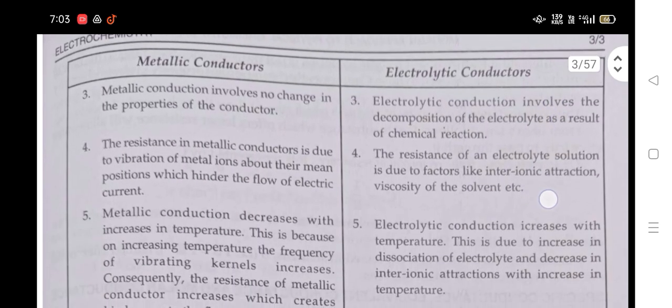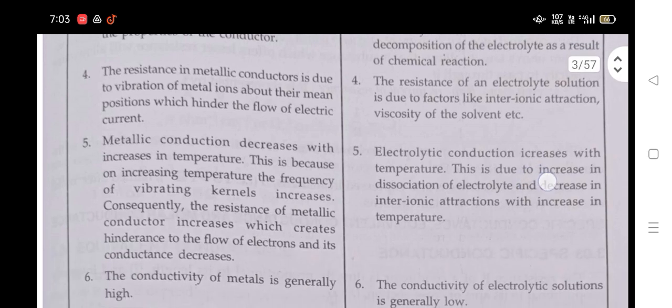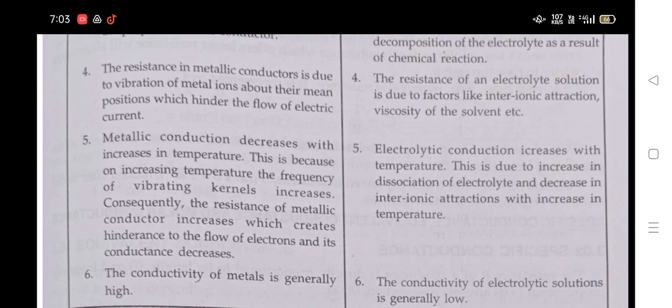Third, metallic conduction involves no change in the properties of the conductor. Electrolytic conduction involves the decomposition of the electrolyte as a result of chemical reaction. Fourth, the resistance in a metallic conductor is due to the vibration of metal ions about their mean position, which hinders the flow of electric current. The resistance of an electrolyte solution is due to factors like interionic attraction, viscosity of the solvent, etc.